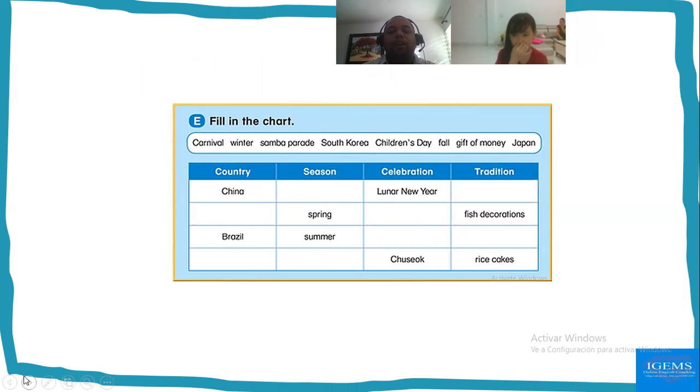So now we are going to fill this chart. Look at here. We have the countries, the seasons, the celebrations, and the traditions. With the words above, we are going to complete this chart. Can you tell me the countries that we were reading about? We talked about China. What was the other one? Teacher, can I go to the toilet? Yeah, go ahead, no problem.